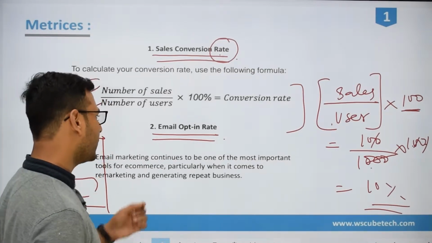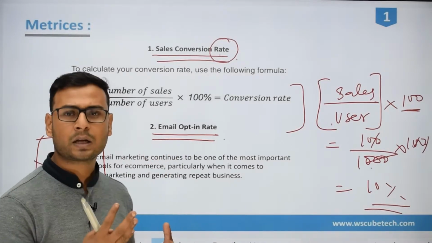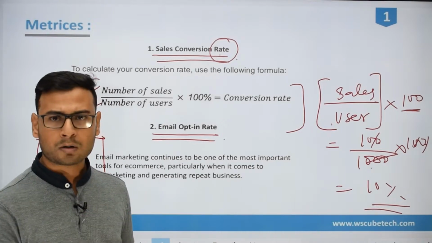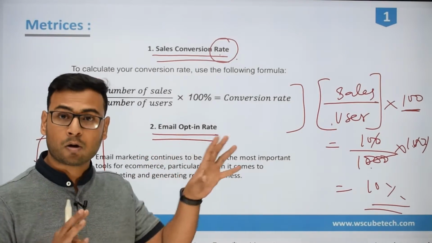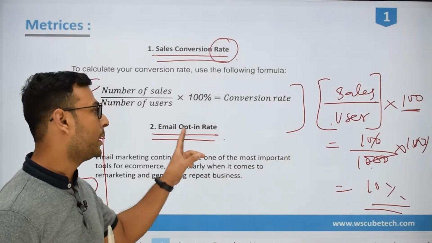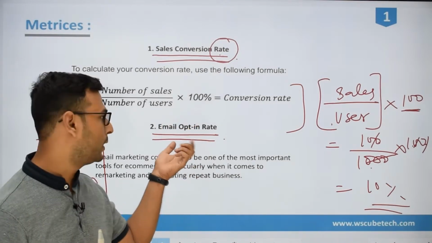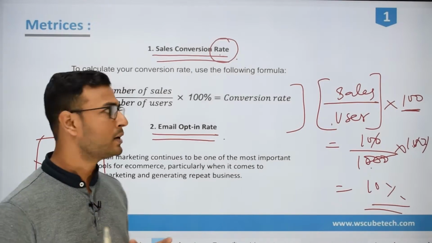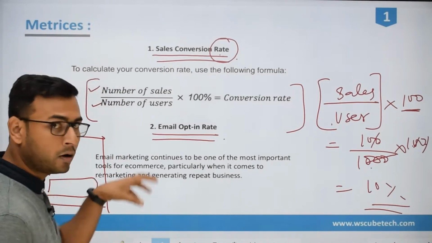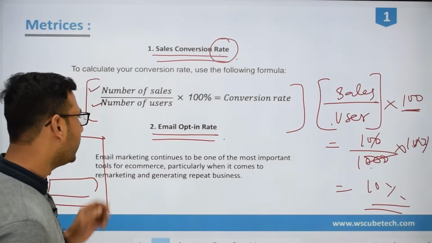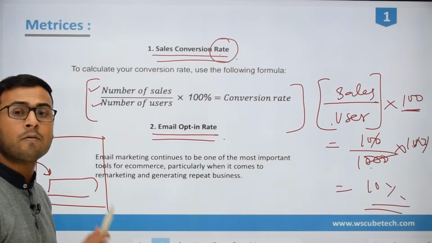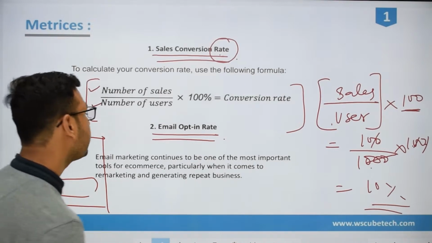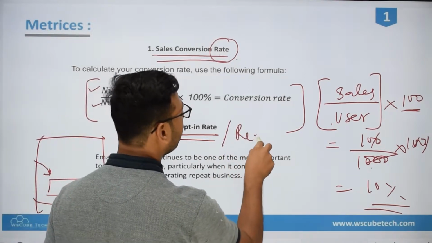Now you'll ask a question: email opt-in rate or email subscription is common for all the websites. If we talk about blogs, then we can put email opt-in options over there also. So there also we can find out email opt-in related metrics. So why are we studying it in this e-commerce video? Let me tell you, in the e-commerce industry, there is a very famous tactic to sell our product or service, which is remarketing.